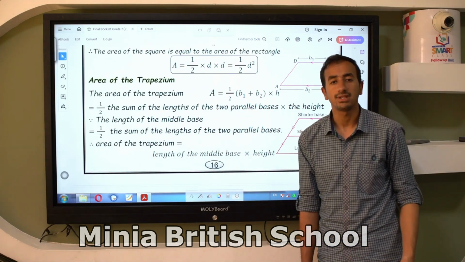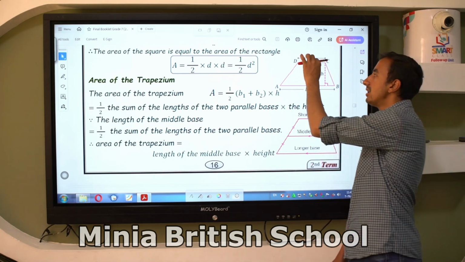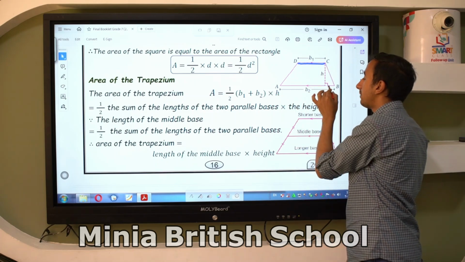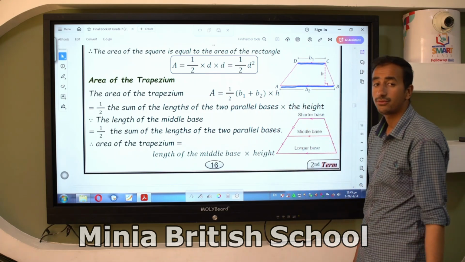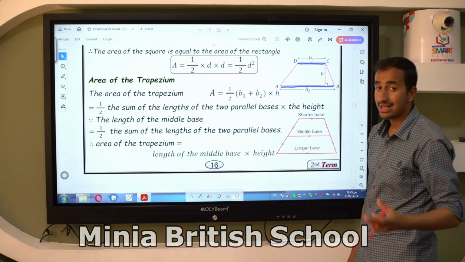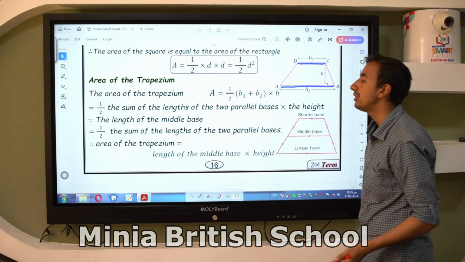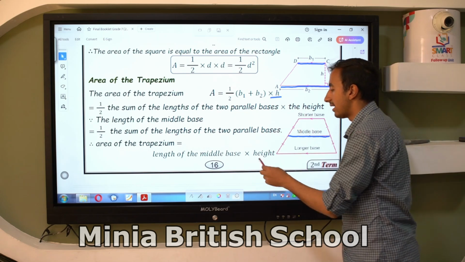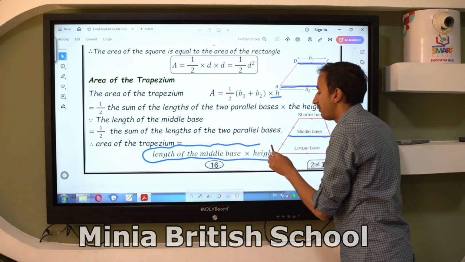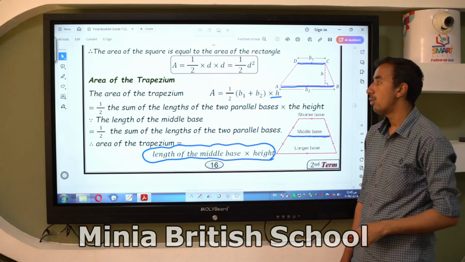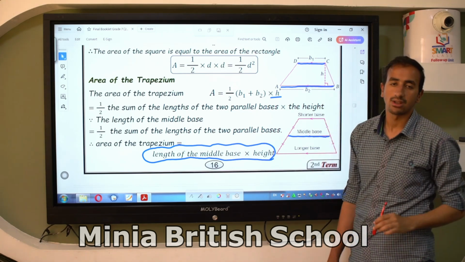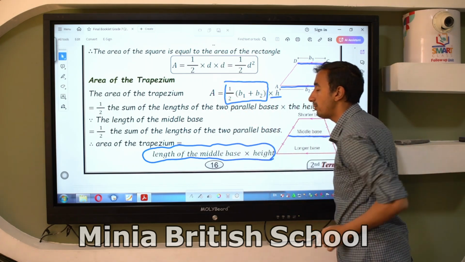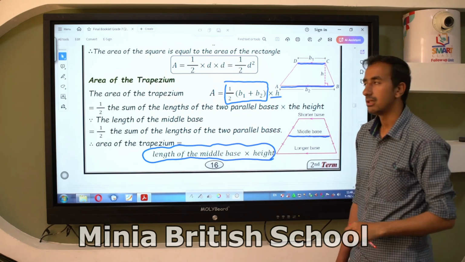What about the area of a trapezium? Area of trapezium, we took it in grade 6. We have here the sum of the two bases. Base 1 and base 2 are the parallel sides. If I find the sum of the two bases and take the average of them, or divide by 2, or the mean of them, it's called the middle base, or average base. The area of the trapezium is the length of the middle base times height, or half times the sum of the two bases times height. You can replace half times the sum of the two bases with the middle base. Middle base times height.